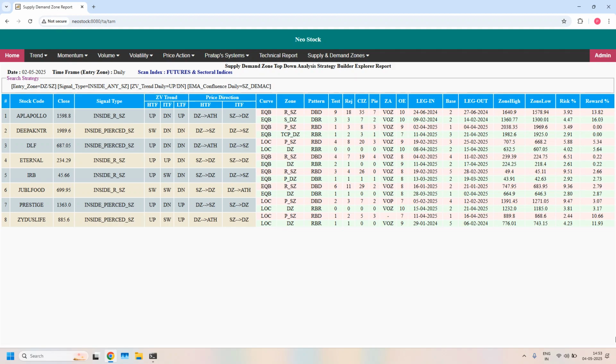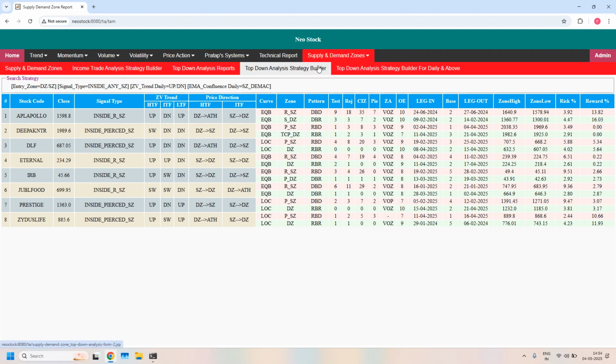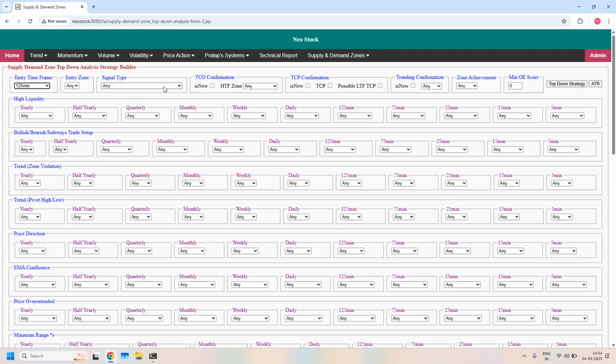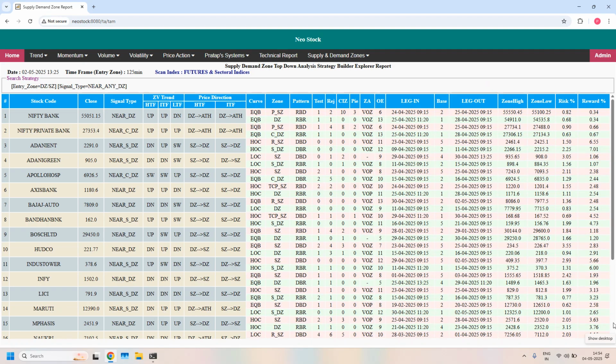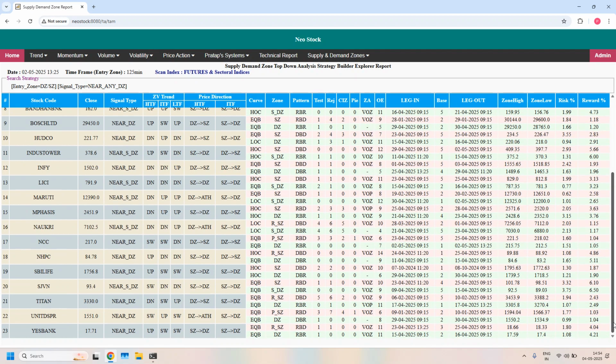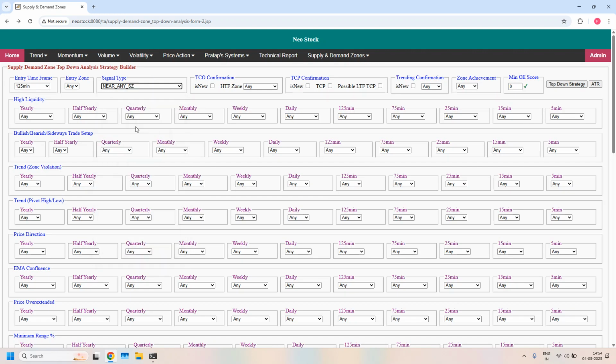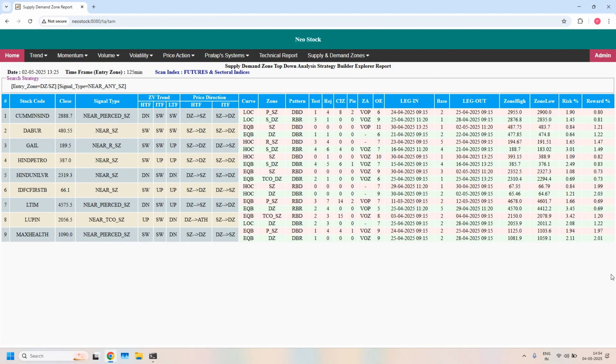Okay, this is about the daily time frame, and the next time frame is 125 minutes. Stocks near to the 125 minutes demand zone. First 15 stocks in the list. Scrolling the list down. So total 23 stocks are filtered. Next, stocks near to the 125 minute supply zone, we got 9 stocks.